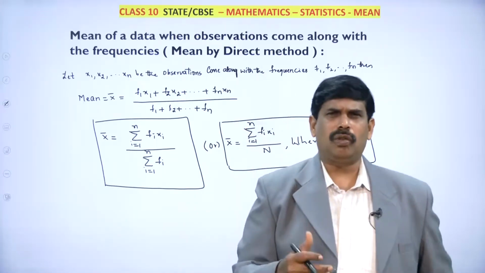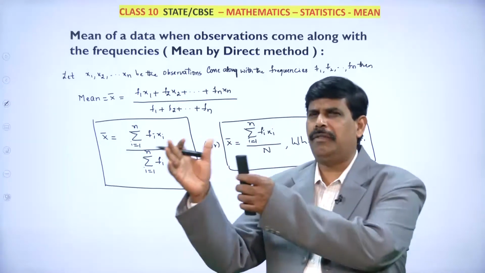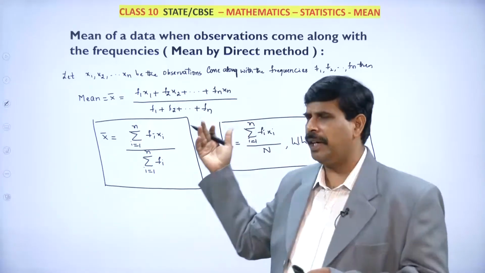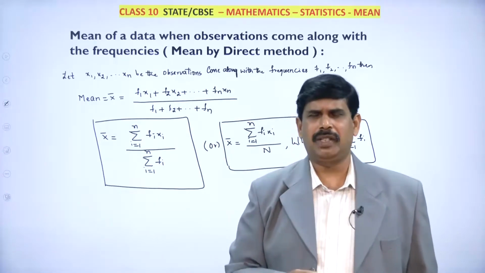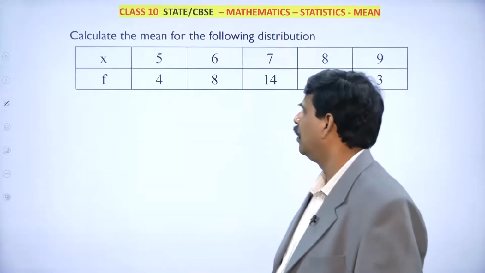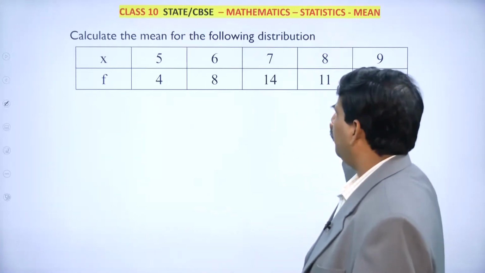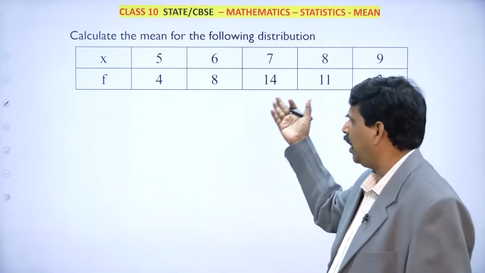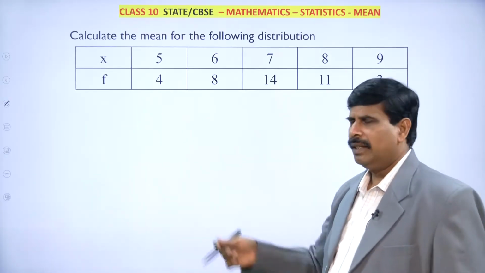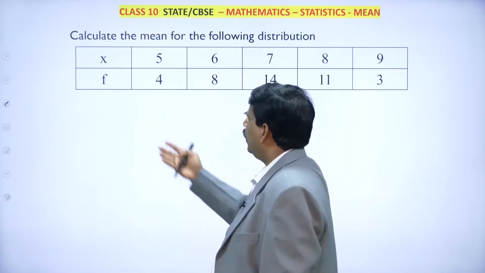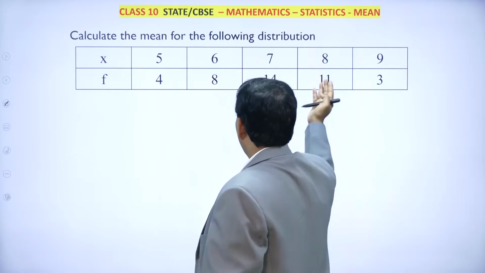Here the data is not grouped. Grouped data means it will be in the form of classes. So here it is only ungrouped data. The numbers are given here. Is it clear, children? Let's have one example based on this. Calculate the mean for the following distribution. So there is one table given to us. These are the values, and these are the frequencies.